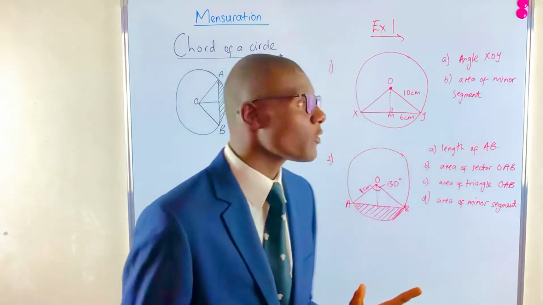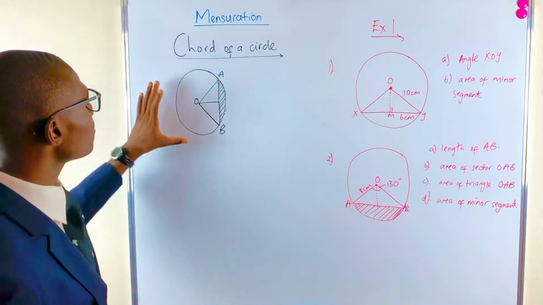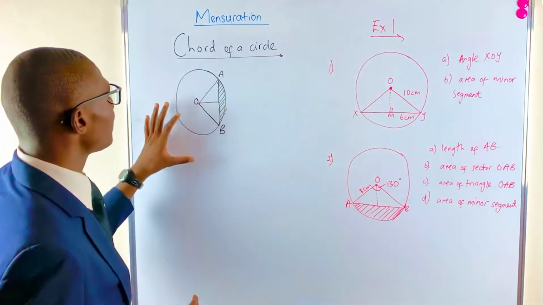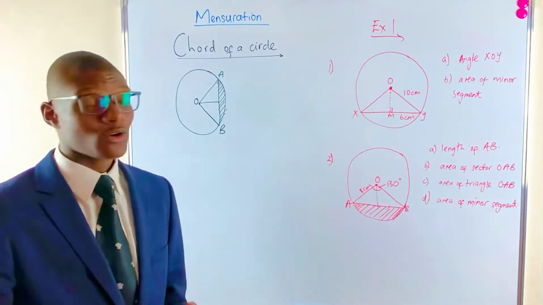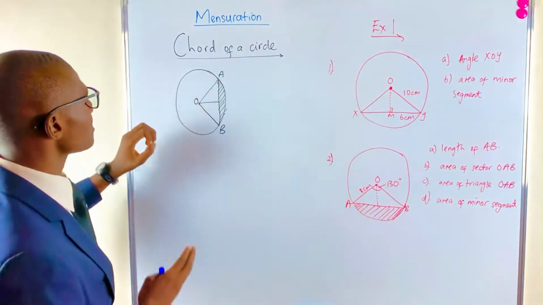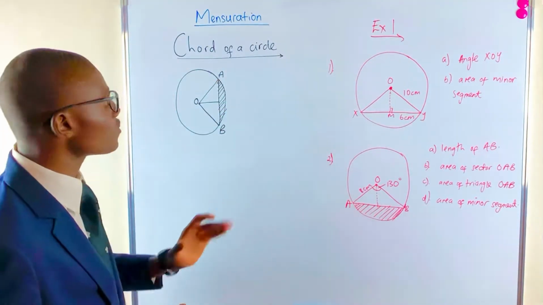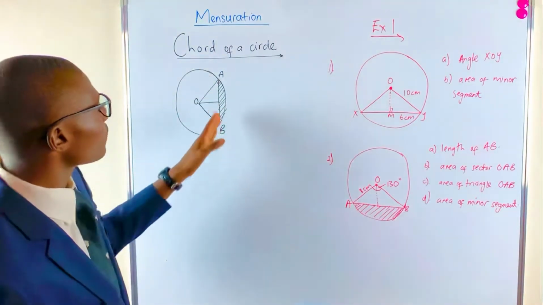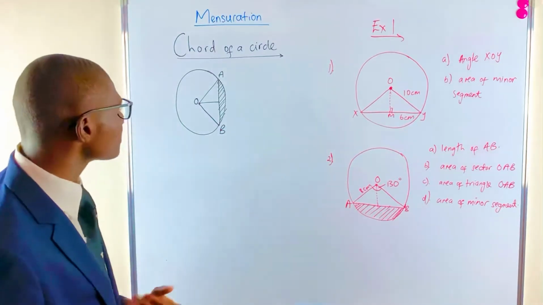In today's video, we're going to talk about the chord of a circle. So we need to study this circle here. As you can see, we've got a line AB that is cutting the circle into two sections. So we've got this part and this part. This line AB is what we call the chord of a circle. This is a line that will cut a circle and divide it into sections, probably two parts.